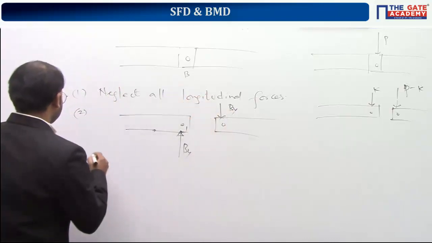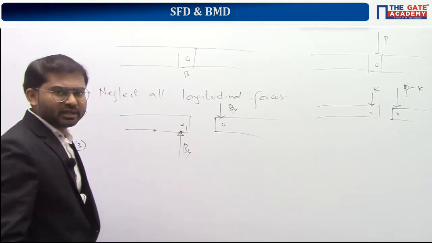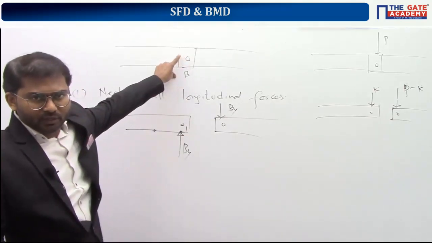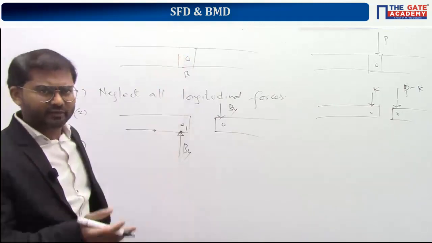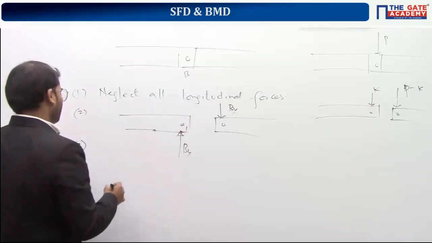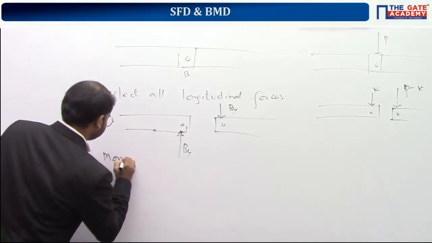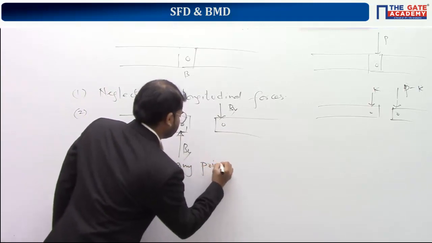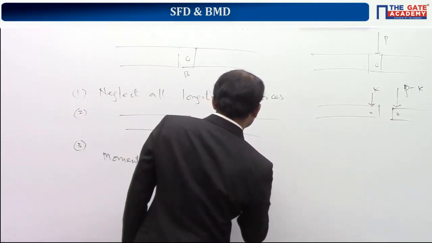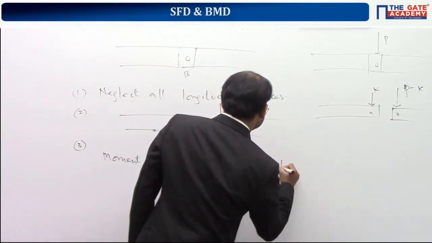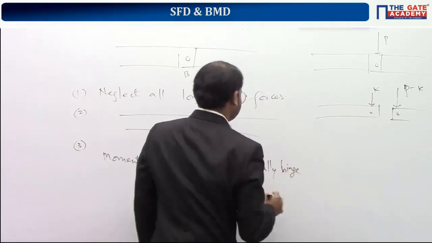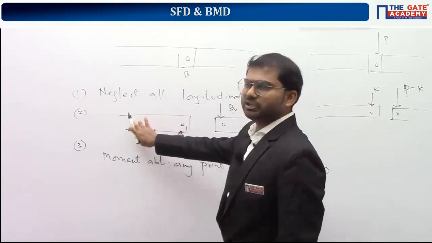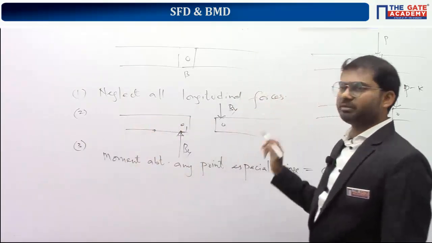Done? Coming to the third and very familiar one, as it is a hinge, moment about the hinge is always 0. There is no restrictive moment. Anyway, from the equilibrium condition also we can say that. So moment about any point, especially the hinge, is equal to 0. So you can take moment about this point on the left beam equal to 0. You can take moment about this point on the right side beam equal to 0.